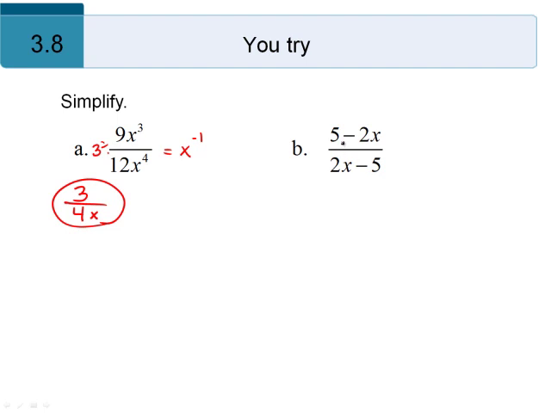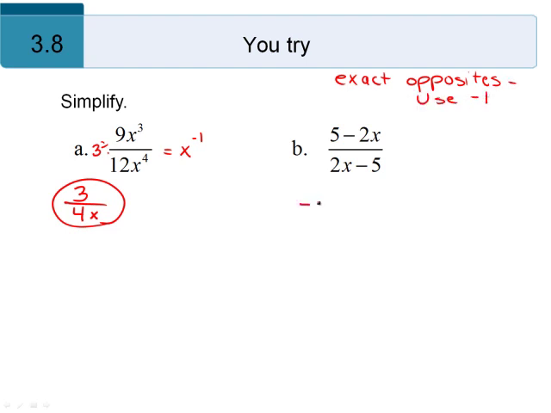Now, letter B, right now you cannot cancel these. A lot of people think, oh, you can just cancel. No, what you need to see is that they're opposites of each other. You have 5 on top, -5 on the bottom. -2x on top, 2x on the bottom. So when they are exact opposites, this is where you're going to factor out a -1. Okay, so exact opposites, you're going to use -1.